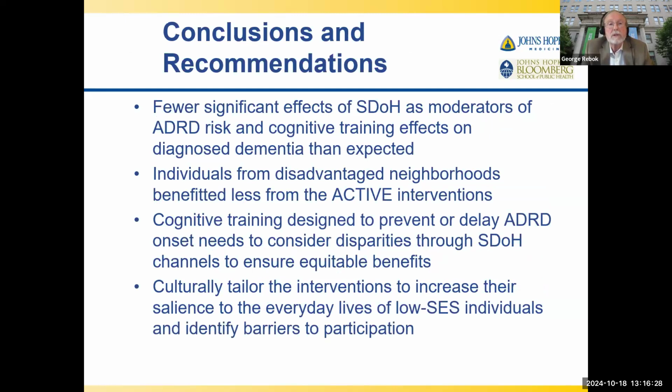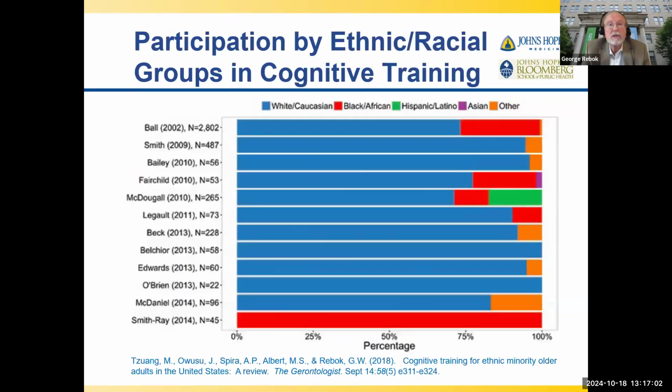So in terms of conclusions and recommendations, there were fewer significant effects of social determinants of health as moderators of ADRD risk and cognitive training effects than we expected. But overall, individuals from disadvantaged neighborhoods benefited less from the ACTIVE interventions. And cognitive training designed to prevent or delay ADRD onset needs to consider disparities through SDOH channels to ensure equitable benefits. And so it really calls for culturally tailoring the interventions to increase their salience to the everyday lives of low SES individuals and identify barriers to participation.